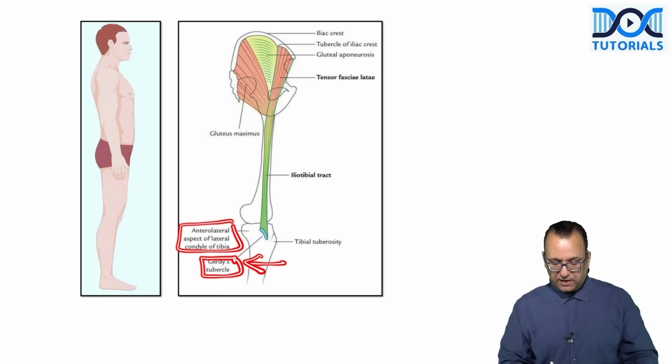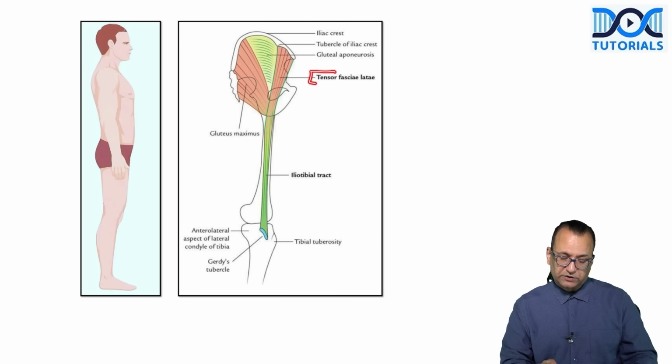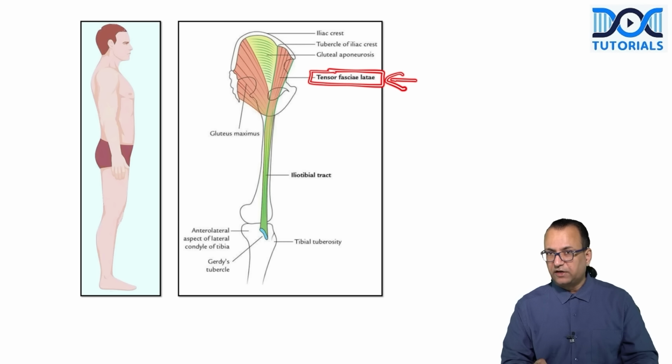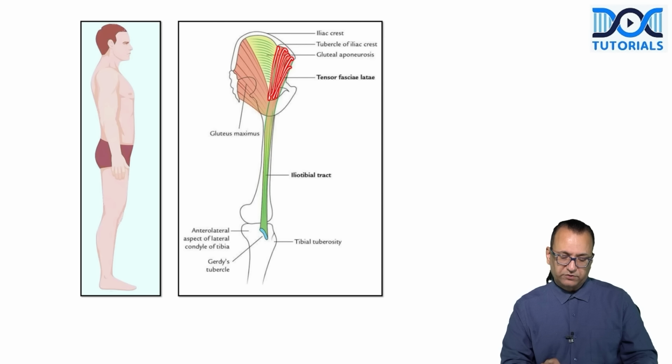That anterolateral aspect of the lateral condyle of the tibia, you see it is coming along with tensor fascia lata. So tensor fascia lata also attaches to the ilium bone and merges its fibers with the gluteus maximus together. They insert on the tibia via the iliotibial tract.